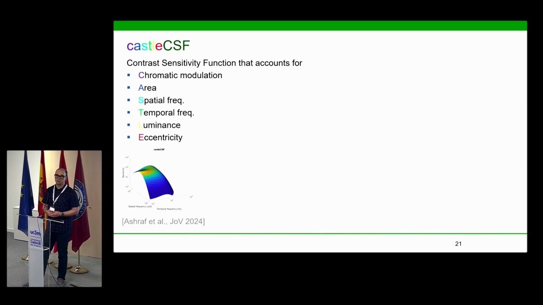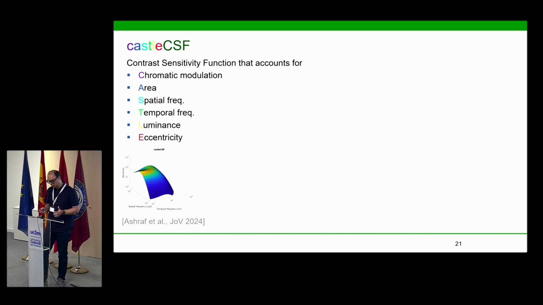This is yet another model that we proposed together with ColorVDP. It's a quite comprehensive model of contrast sensitivity of the visual system, telling what's the smallest contrast that the human eye can see. It is a function of chromatic modulation, area, spatial frequency, temporal frequency, luminance, and eccentricity, all of those forming the word Castle. That's why we call it Castle's SF.